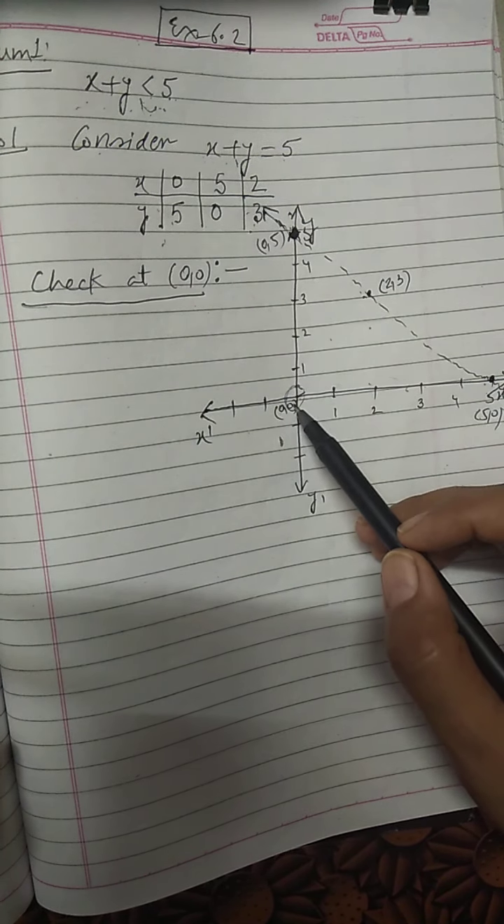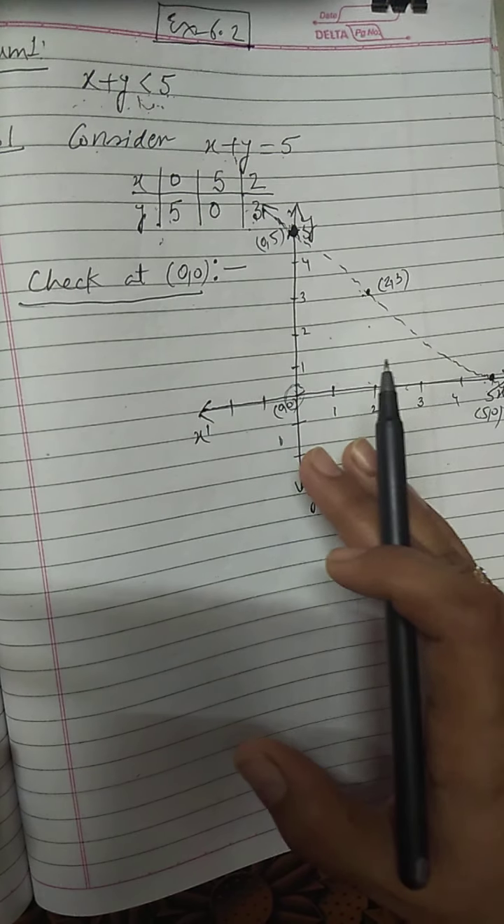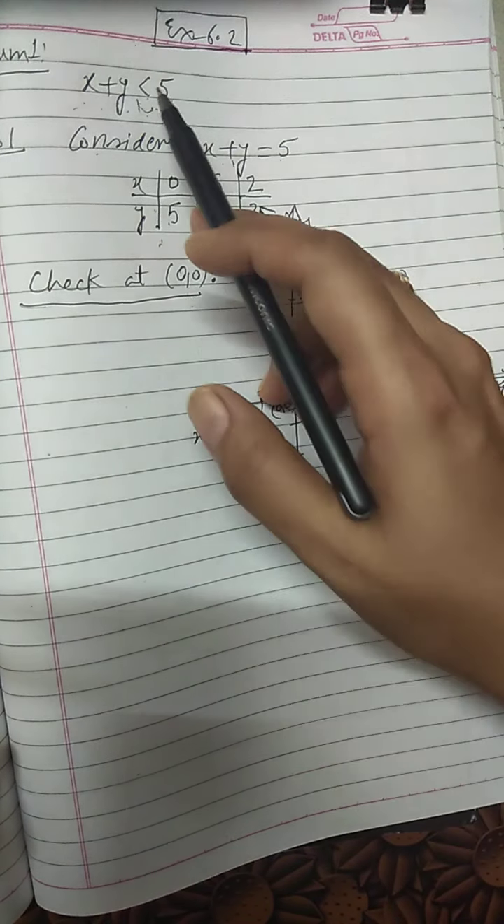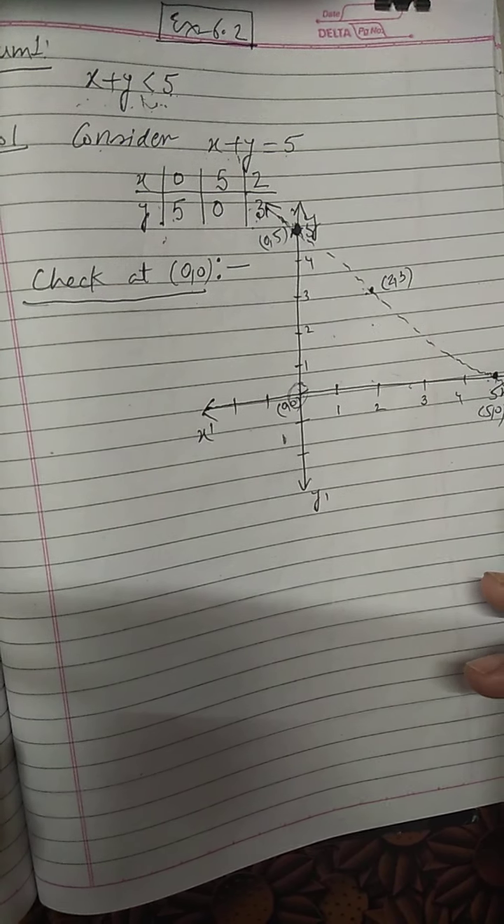By chance 0, 0 satisfies, and then what will happen, since 0, 0 is lying in this region, if 0, 0 satisfies, then every point which is lying here will satisfy. So our solution region will be that area which is including the origin. If 0, 0 does not satisfy the inequality, that means this region is not the solution. The region above the line will be the solution region.